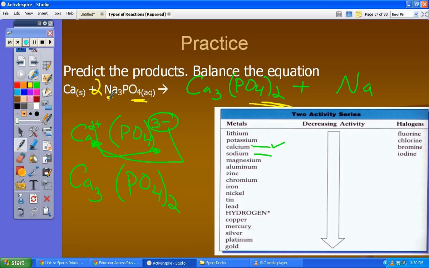The next step is let's balance the sodiums. There's 3 times 2, so there's 6 here. There's only 1 over here. So let's put a 6 out in front. So now those are balanced.